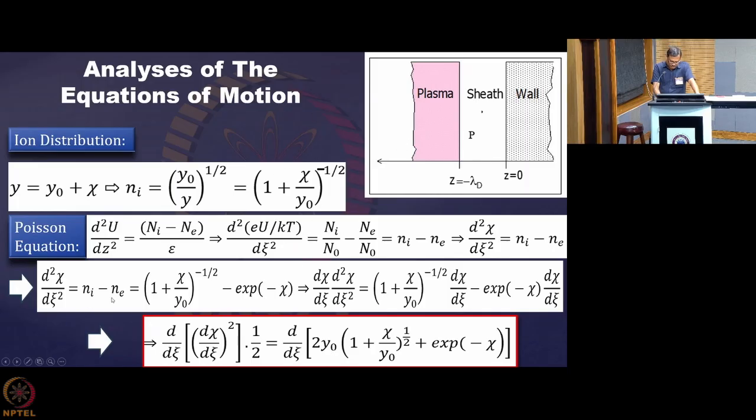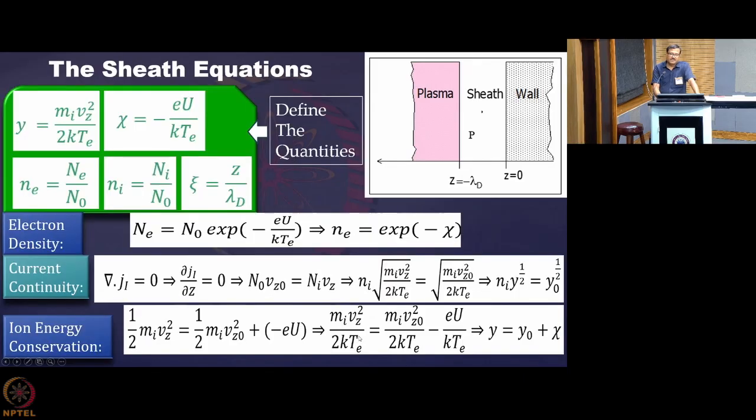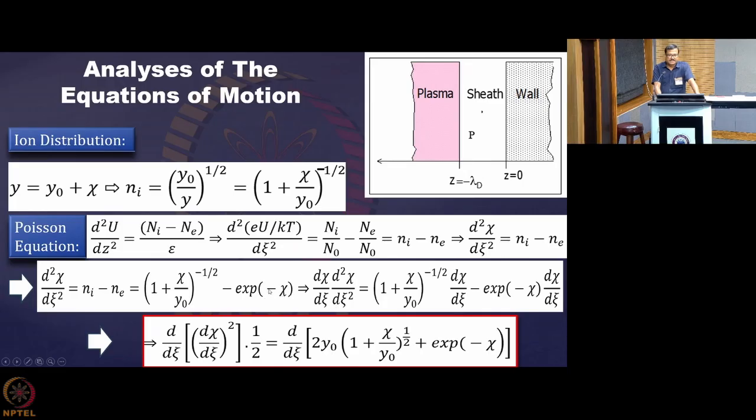And n_e, as we got in our previous equation, is exponential of minus chi. So we put exponential of minus chi here, and for the mathematical derivation we multiply both sides by d chi by d psi. Then every term is multiplied by d chi by d psi, and we can get d/d psi of (d chi by d psi) square into half.